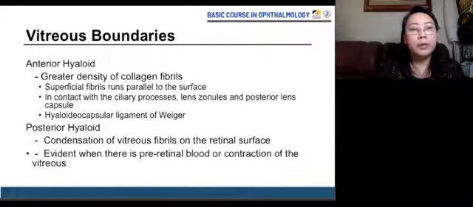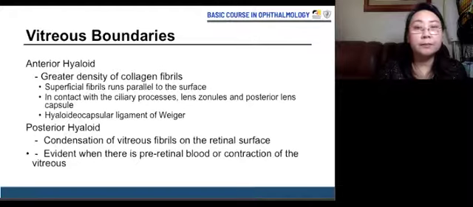The posterior hyaloid, however, is a condensation of vitreous fibrils on the retinal surface. The posterior hyaloid is only evident when the vitreous detaches from the retina. This is where we sometimes see accumulation of blood as the vitreous contracts.